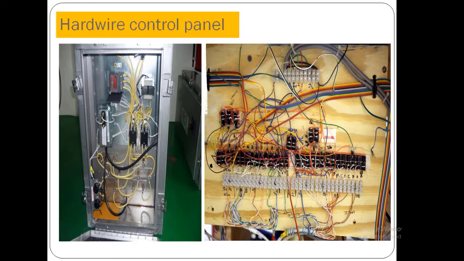This is a hardwire system. You can see there is a bunch of wires. You can't understand which wire is connected to which other, or how these wires are connected together. There is no specific way to understand this wiring. For a new person who comes to troubleshoot this wiring, it is a very difficult task to understand how these wires are connected and how they work together. It is a very complex system, the hardwire control system. That's why it is now obsolete.